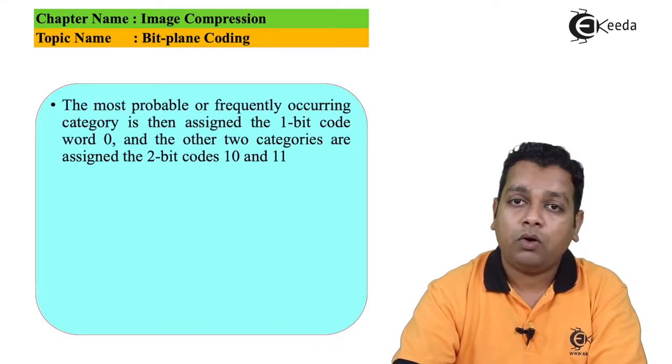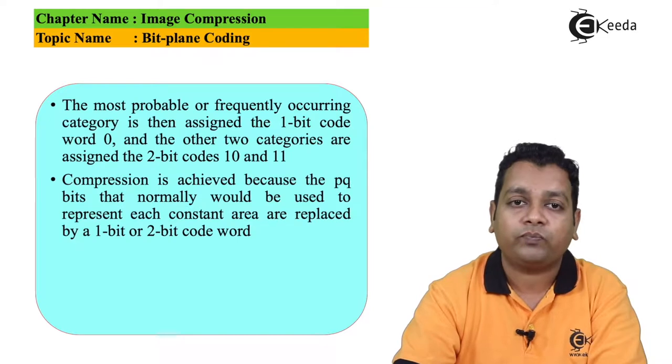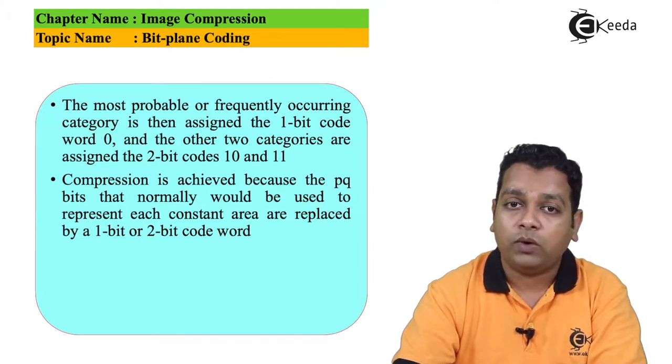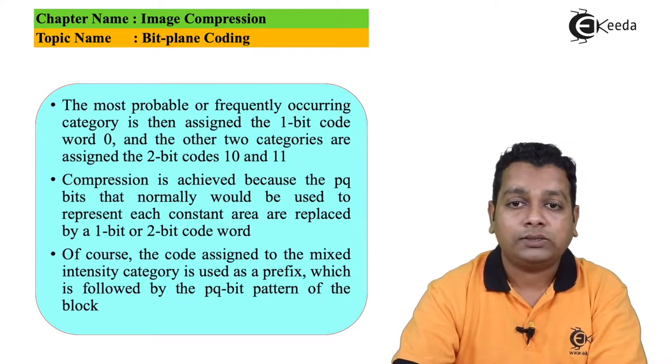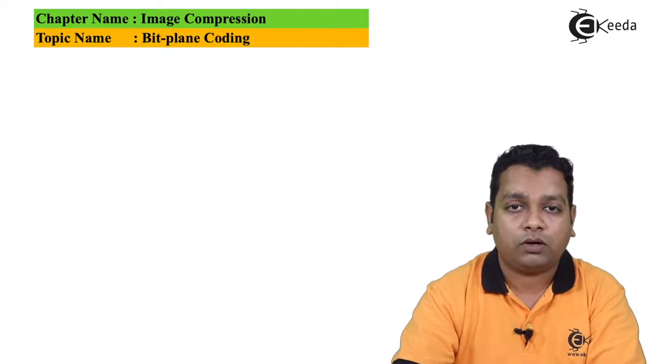The most probable or frequently occurring category is then assigned the 1-bit code word 0, and the other two categories are assigned 2-bit codes 10 and 11 in this case. Compression is achieved because the p times q bits that normally would be used to represent each constant area are now replaced by 1-bit or 2-bit code words. Of course, the code assigned to the mixed intensity category is used as a prefix, which is followed by the p times q bit pattern of the block.